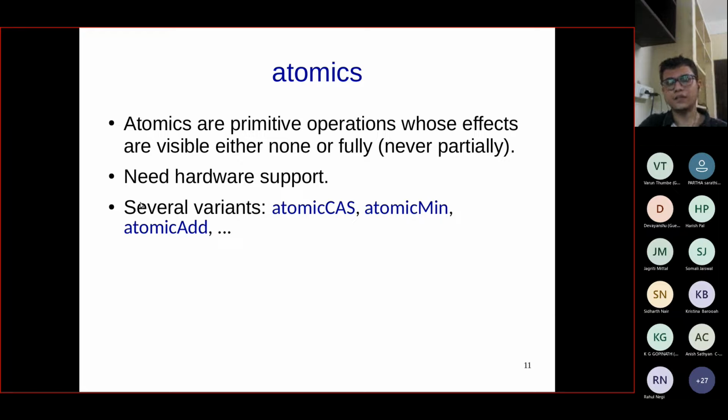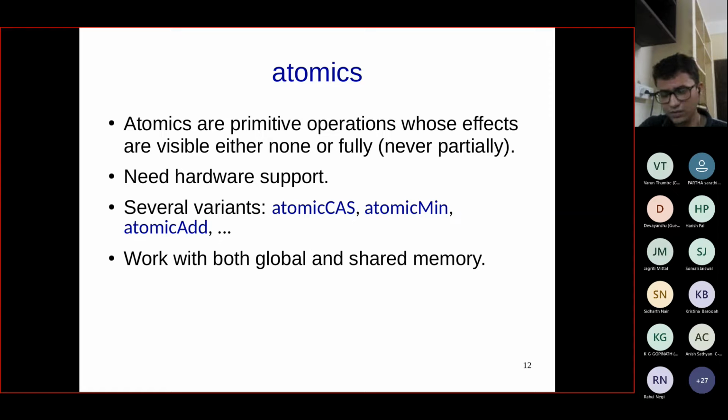The second thing is that there are several variants of the atomic instruction. One is atomic CAS, another is atomic min, and then there is atomic add, and there are many more supported on CUDA. Atomic CAS means compare and swap. It compares the value and swaps if some condition is met. Similarly, atomic min is used for finding the minimum across two values in CUDA. And atomic add atomically adds a value to a particular variable. We'll see examples related to all three of these instructions.